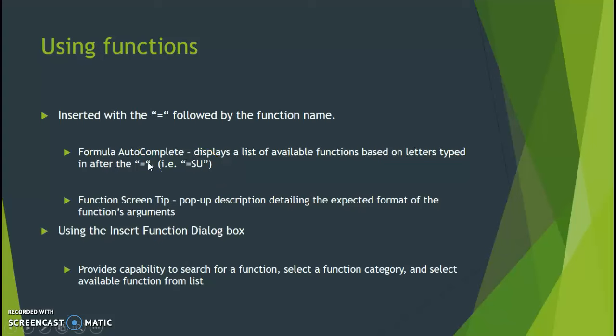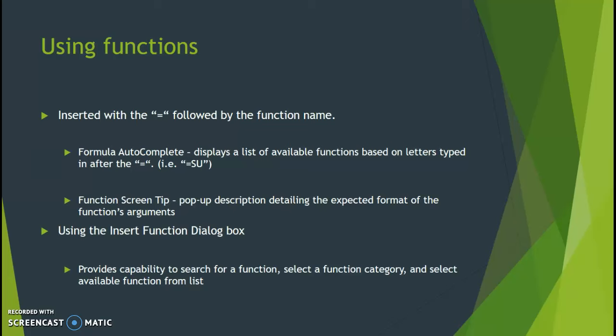As we discussed in one of the previous videos, we discussed the autocomplete feature. Excel also has that feature available to use with formulas, so once you type in the equal sign, the formula autocomplete will activate, and it will display a list of available functions based on what you type in after the equal sign. So if you wanted to type in equal and then the letters SU, you would see all available functions that start with those letters.